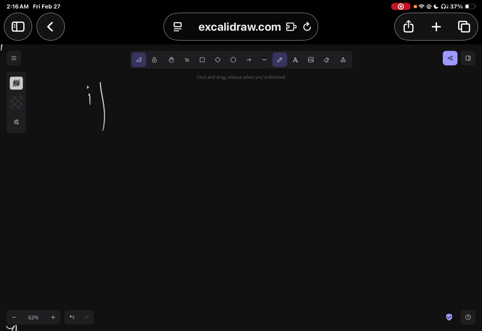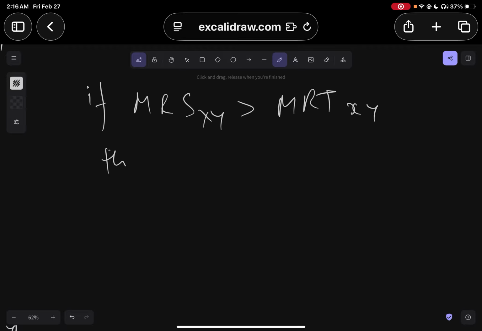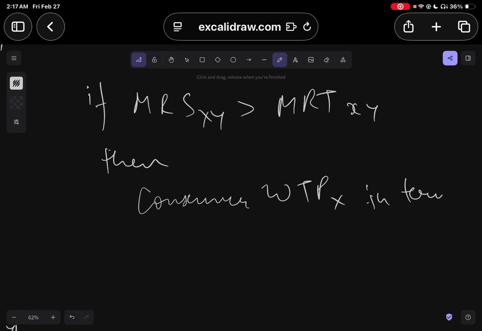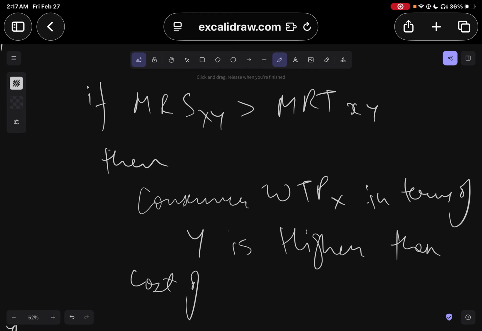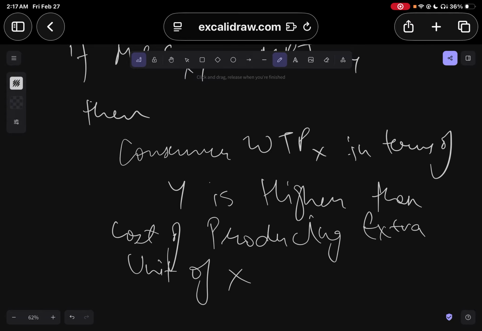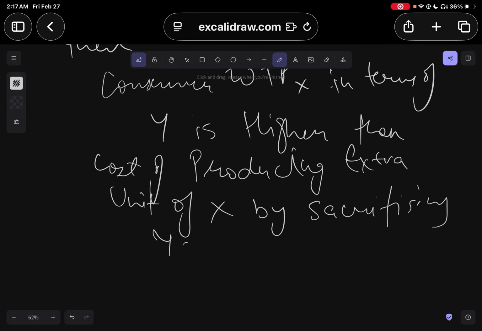This is because if MRS XY is greater than MRT XY, then the consumer's WTP, willingness to pay for X in terms of Y, is higher than the cost of producing an extra unit of X by sacrificing Y. The market will produce more X and less Y.